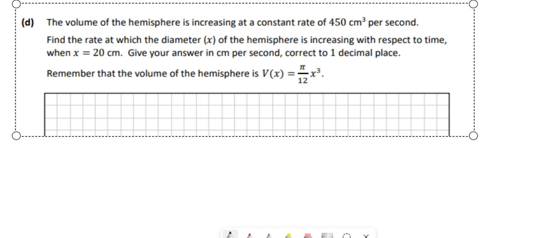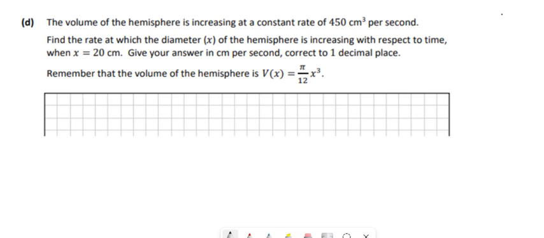Right, so part D then is harder again. The volume of the hemisphere is increasing at a constant rate. If it's increasing at a constant rate, that's with respect to time. So dV/dt, the volume with respect to time, has to be equal to 450 here. These questions are all about writing down what you have.